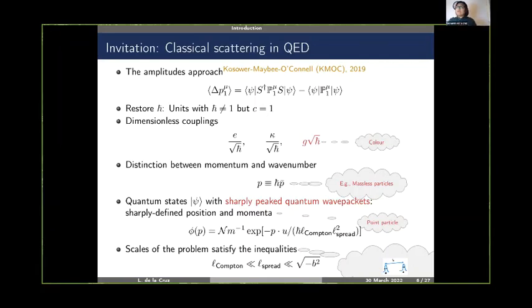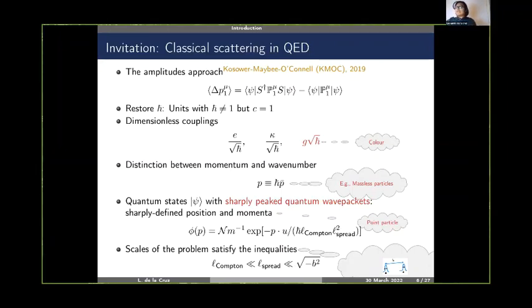And also have to keep in mind that the scales of my problem have to satisfy these inequalities, meaning that the quantum wavelength of the particle should be much smaller than the spread of the wave packet that I'm using to compute the classical limit. And this also has to be much smaller than the separation of the particles. This is quite intuitive because this is what we expect for a classical situation.